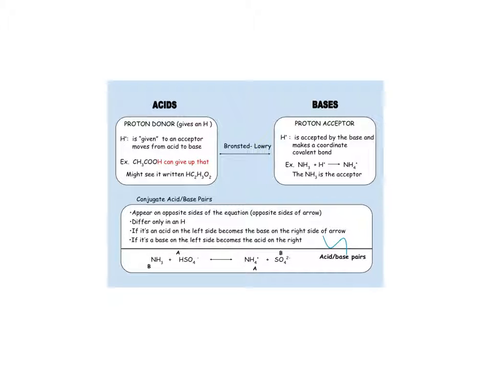All right, let's take a pointer, because the pointer wasn't working very well in the last video, but hopefully it works better here. In this definition, let's look at acids first. They are proton donors. That means they're going to give away a hydrogen ion. And when I say protons, I am basically talking about an H plus ion, also known as a proton. So hydrogen ions are protons.